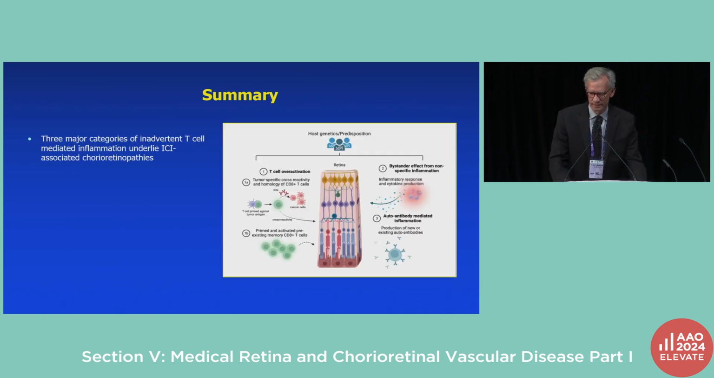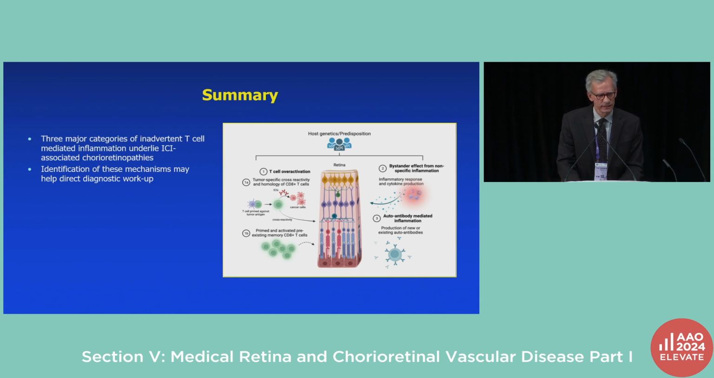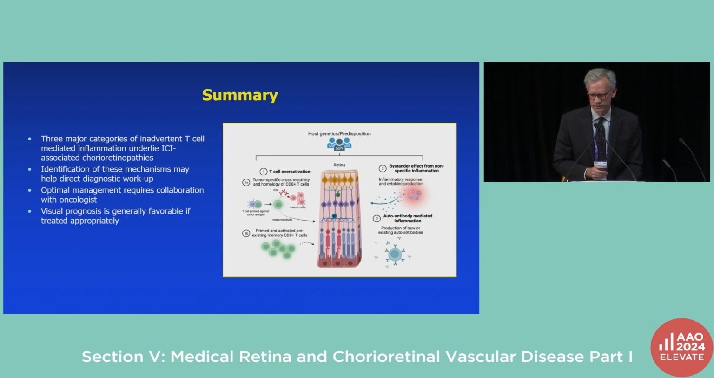So in summary, three major categories of inadvertent T-cell mediated inflammation underlie the ICI-associated chorioretinopathies. Identification of these mechanisms can help direct the diagnostic workup. Optimal management requires collaboration with the oncologist. Generally, the visual prognosis is favorable if treated appropriately, but some reactions can result in severe and permanent vision loss.